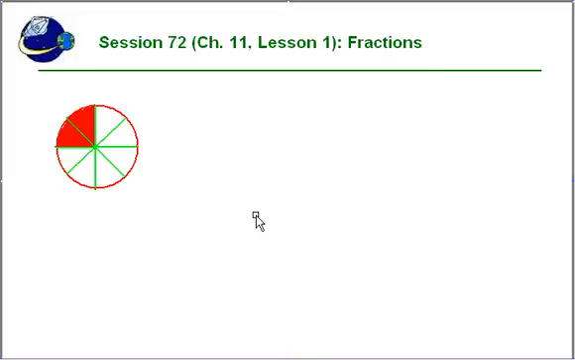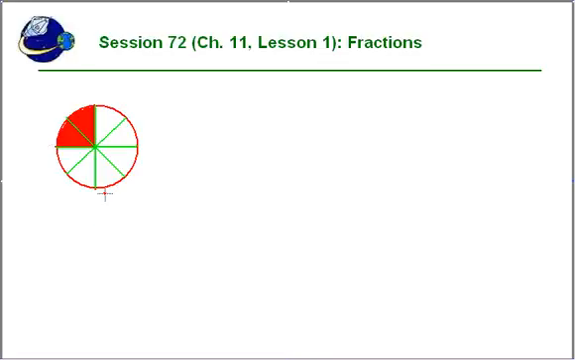Starting here in session 72, for the next few sessions, we'll be dealing with fractions and in particular algebraic fractions. But before we get into algebraic fractions, we're going to spend a little bit of time here reviewing how you've dealt with fractions up to this point, because many of the same principles apply with algebraic fractions.